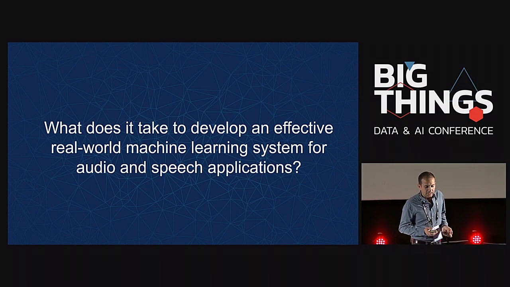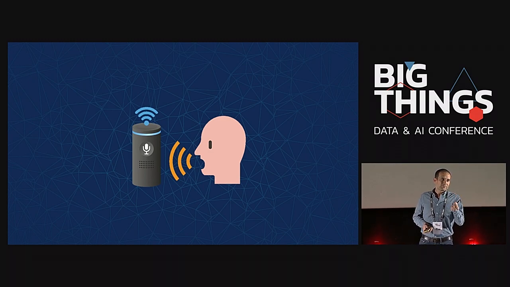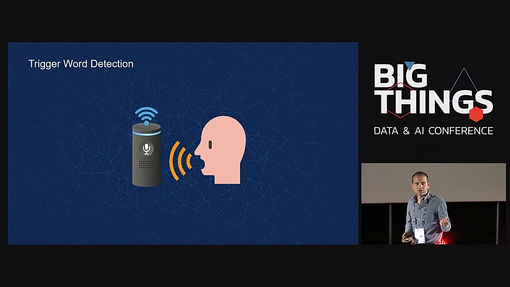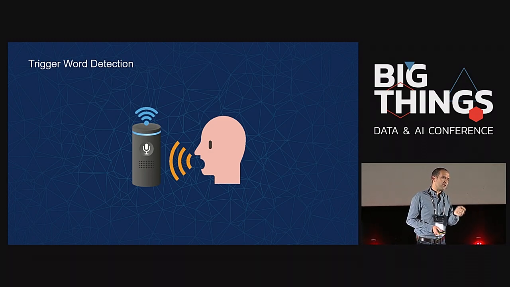I want to do it by using an example that's closer to our daily life, because even those that are more traditional in the way they use electronics have started to use voice to communicate, maybe with your phone, maybe with other devices. I want to be specific. I want to use the example of trigger word detection, which is a pretty important component in those systems. And let's agree on what that is.